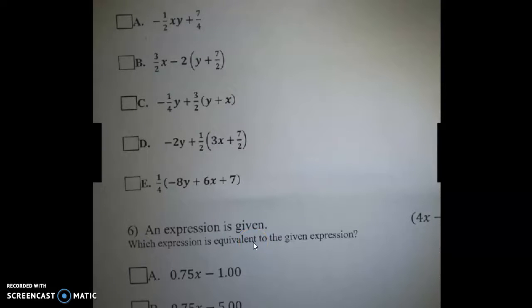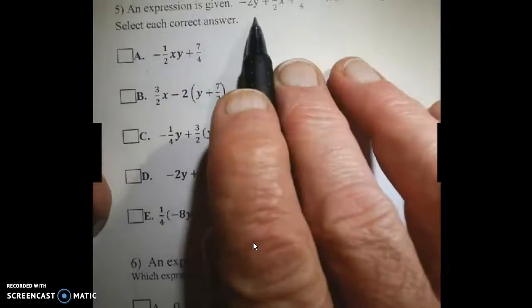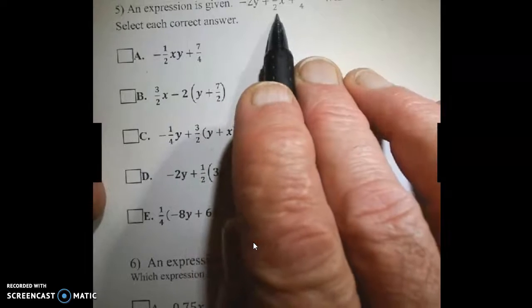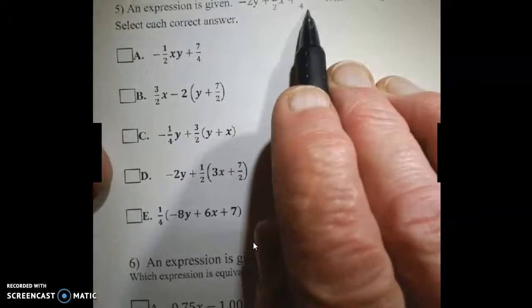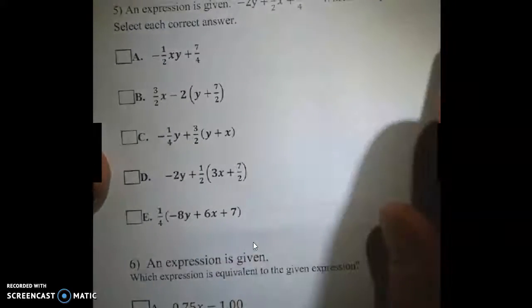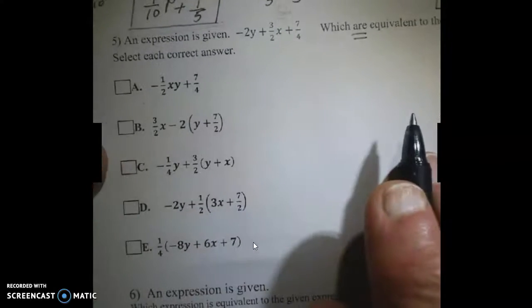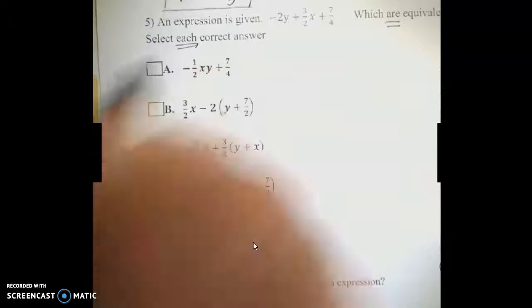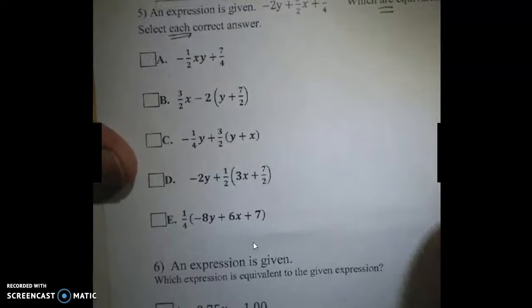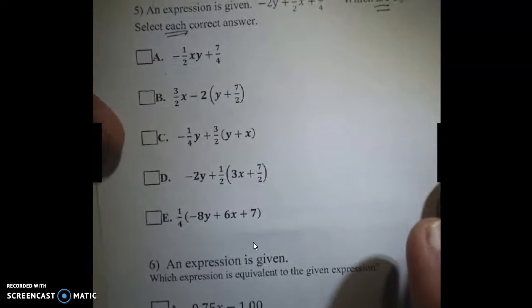Unit 3 Study Guide, questions 5 and 6. Number 5, given the expression negative 2y plus 3 halves x plus 7 fourths, which are equivalent to the given expression? Now that's interesting, which are equivalent. So it looks like they're giving us multiple answers here, and it says select each correct answer. So definitely they're urging us to look for more than one correct answer.